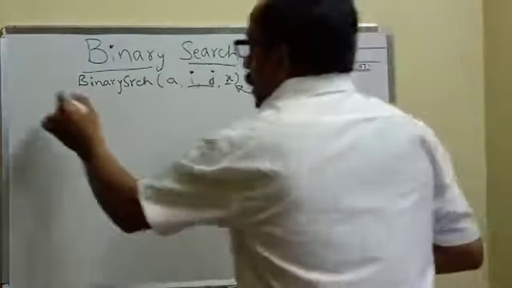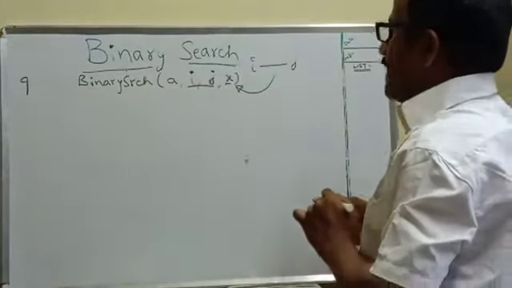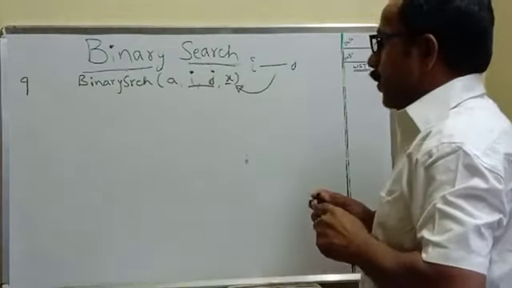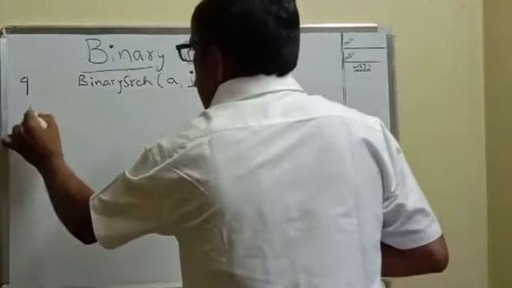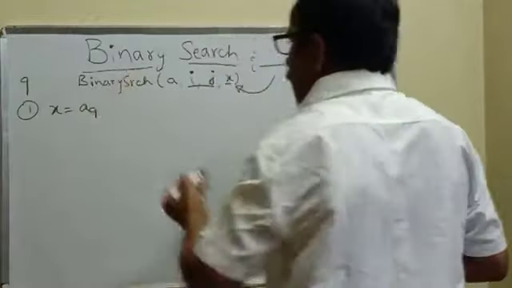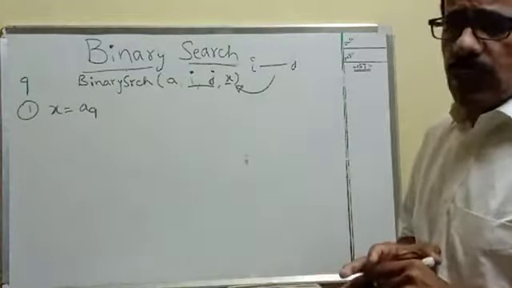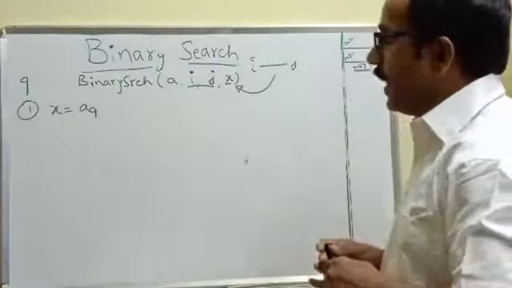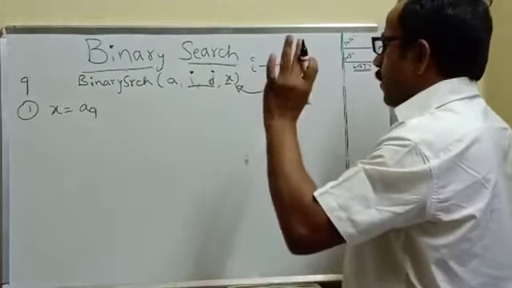I have already told you, we select the location number q for searching the element. If we start at q initially, then we get three possibilities now. One is that our searching element x equals aq. Because we selected q, I will tell you the criteria of selecting q according to the divide and conquer approach under binary search. I will tell you what q is.